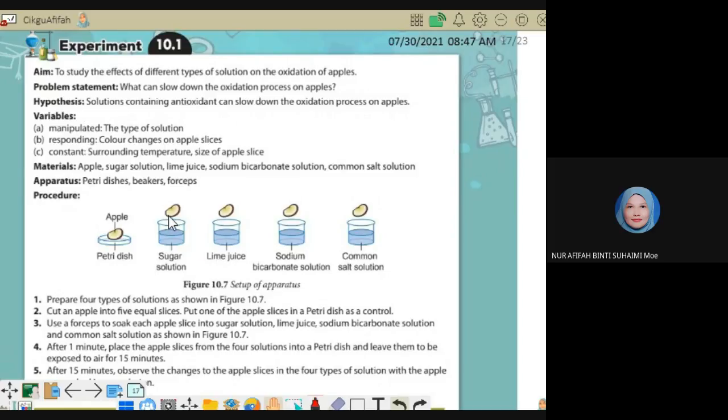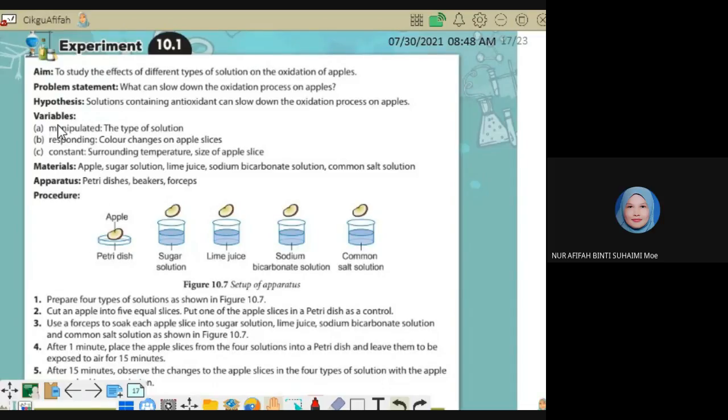Apa jadi pada apple ni kalau letak dalam sugar solution? So this sugar solution, lime juice, sodium bicarbonate and common salt ni adalah contain antioxidant. So these 4 contain antioxidant. So kalau kita letak apple ni dalam antioxidant solution ni, apa akan jadi? Is it going to change or no change? Okay. So this one is the control lah. We let it be exposed to the air. The first one is the control. Yang ni dia punya control.